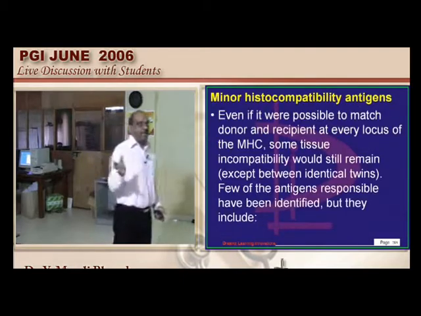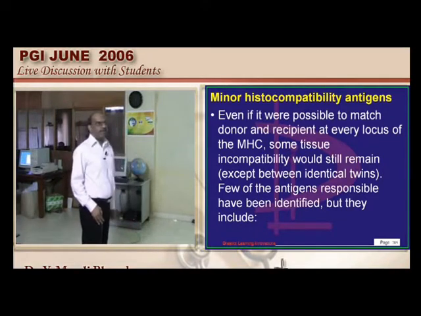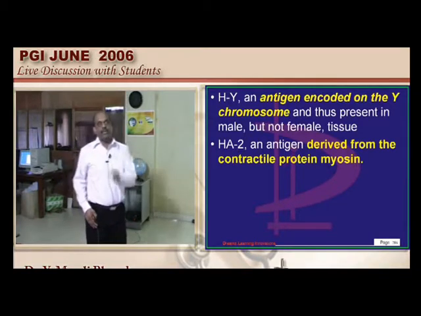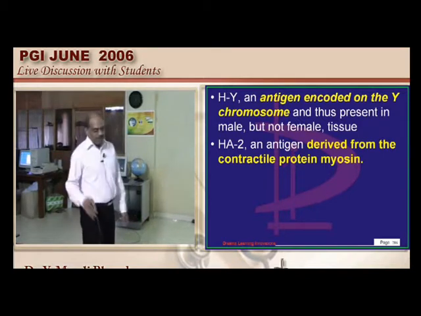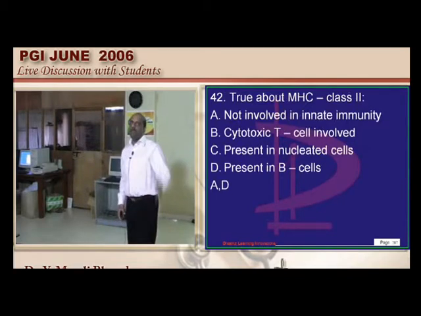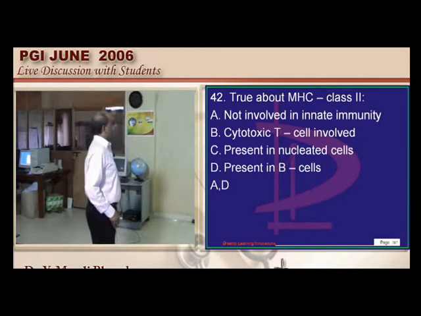Then you have minor histocompatibility complex. Where is it located? It is on the Y chromosome. HY antigen is the one which is expressed, and also the contractile protein myosin is the one which will express HA2, which is called the minor histocompatibility complex, is what I like to underscore. Now let's go to the next question. You can see once more how important a topic MHC is, we have to be doubly sure about it.